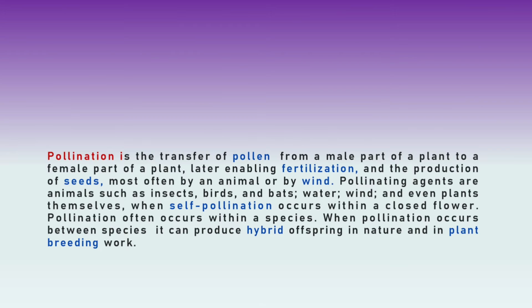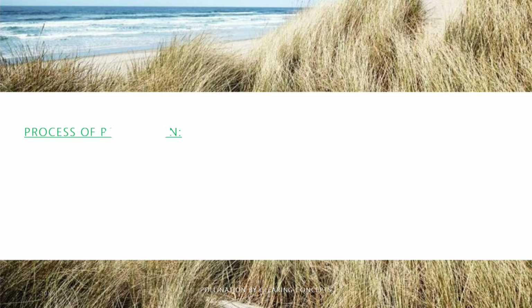So, pollination is the transfer of pollen from the male part of a plant to the female parts of a plant, later enabling fertilization and the production of seeds, most often by an animal or by wind. Pollinating agents are animals such as insects, birds, and bats, water, wind, and even plants themselves. When self-pollination occurs within a closed flower, pollination often occurs within a species. When pollination occurs between species, it can produce hybrid offspring in nature and in plant breeding work.